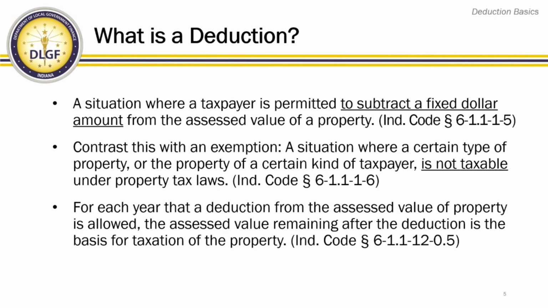For each year that a deduction from an assessed value of a property is allowed, the assessed value remaining after that deduction amount is going to be the basis for taxation. We commonly refer to the overall value of your property as it's assessed by the assessor as your gross assessed value, and the amount of the value remaining after deductions have been applied would be your net assessed value.